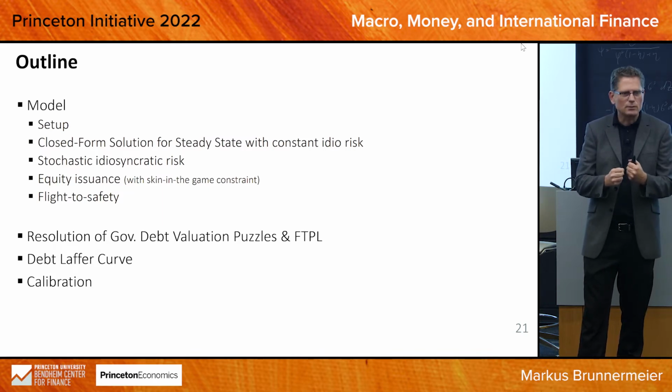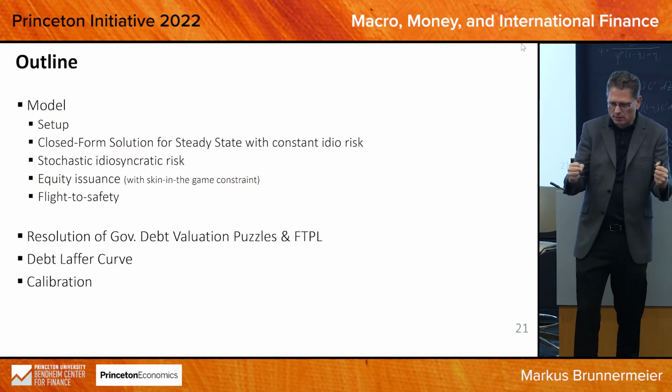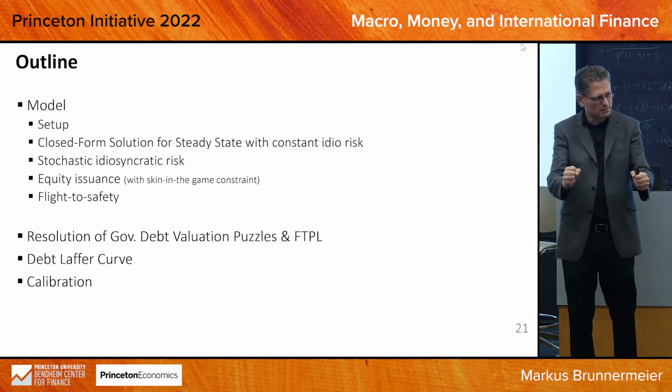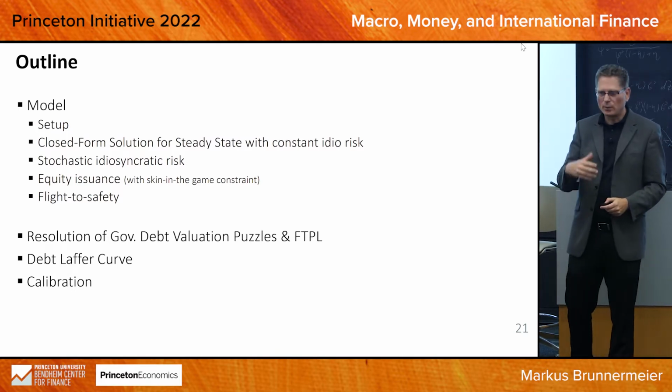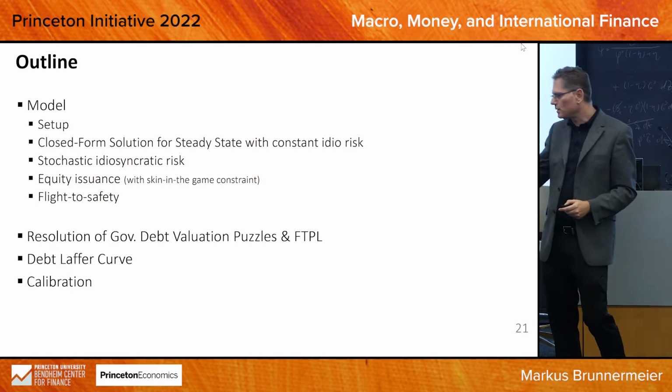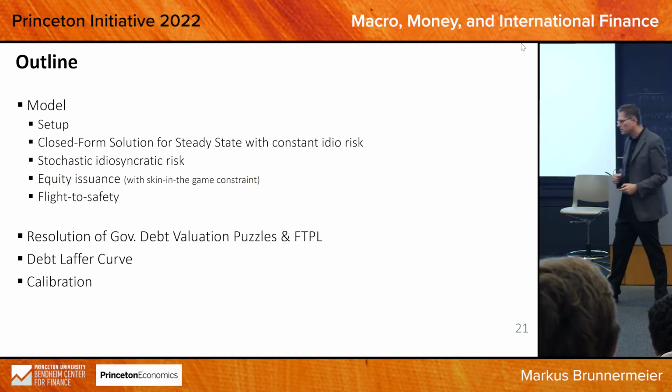And in particular, it's flight to safety. When you go into a recession, idiosyncratic risk goes up, and everybody wants to go into a safe asset. This is flight to safety. And we will then go on, and Sebastian will show some calibration steps.